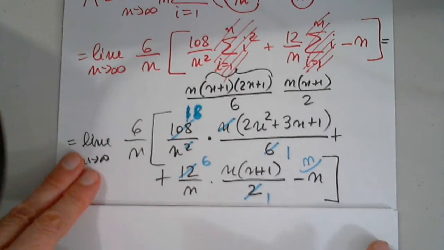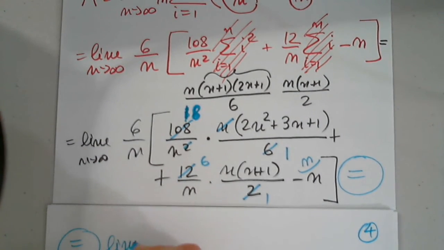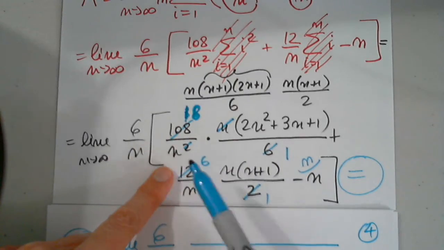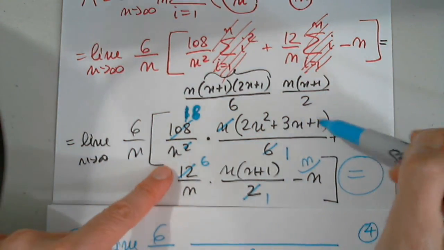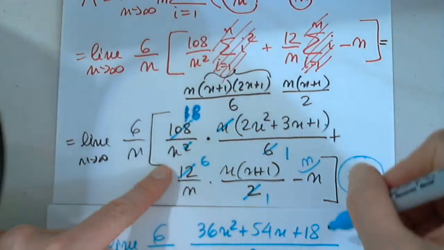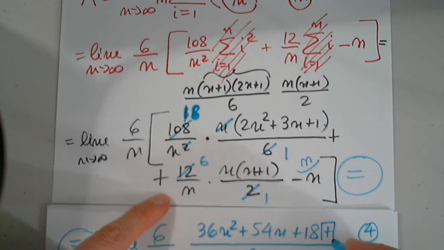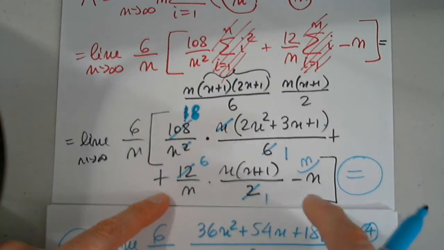And I'm on page 4. So from here, limit as n approaches infinity, 6 over n. Nice denominator, just n. There is nothing else. I will distribute 18 to these three terms. 36n squared plus, I think it's 54n and plus 18. Yes, I think so. Plus, this is n, 6n squared plus 6n. Of course, I always run out of room. Plus 6n squared plus 6n minus n squared.